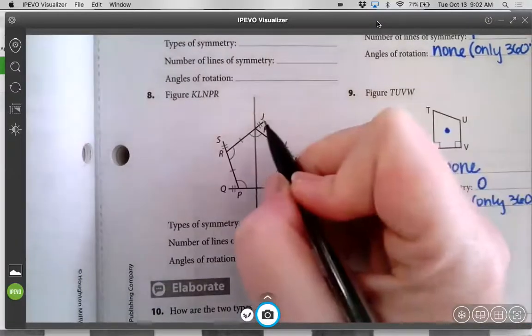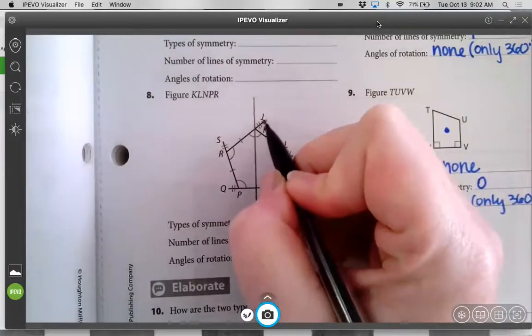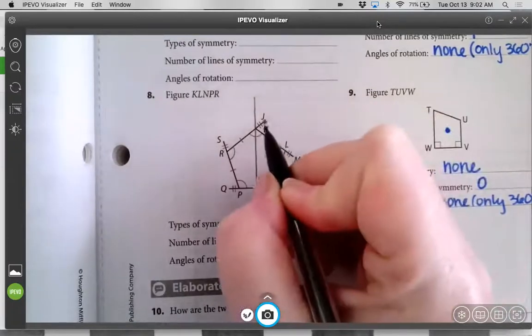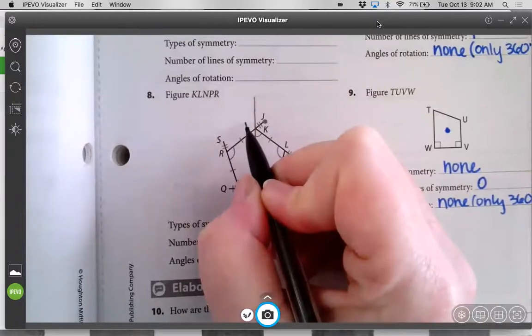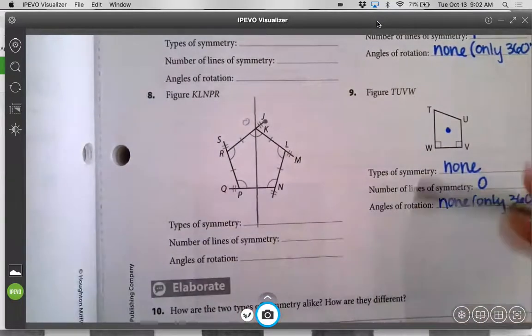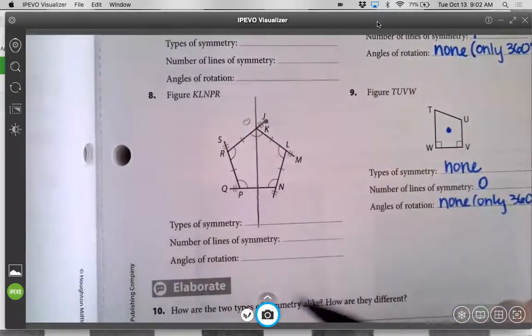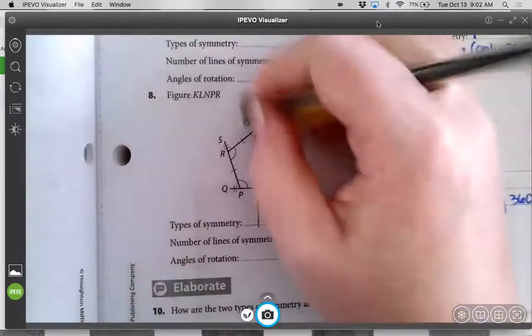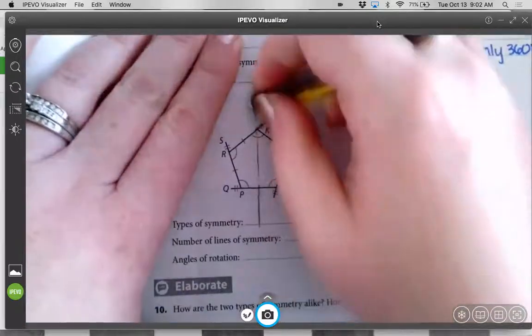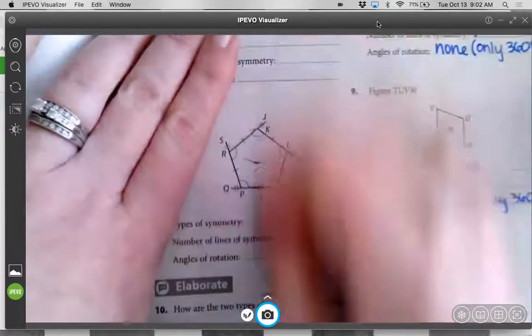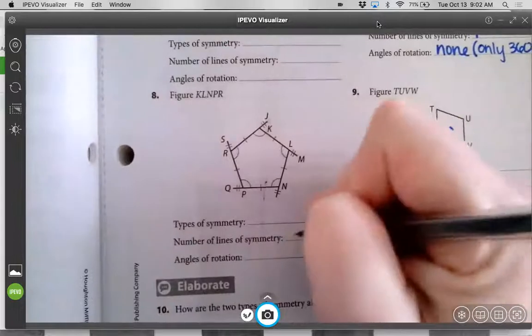So I'm just going to use this point right up here, point J. Does point J have a match on this side? No. So that's actually not going to work. If it didn't have these little pieces sticking out, it would. But the shape does have these little pieces sticking out. We've got to pay attention to all of the details of the figure. Correct, it is none. So there are no lines of symmetry.